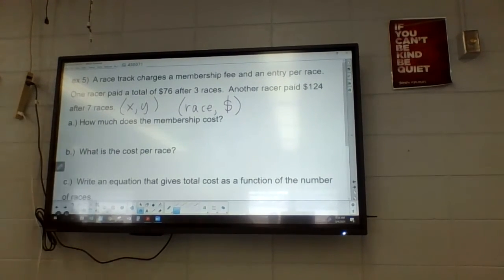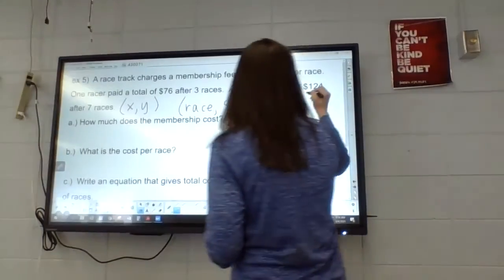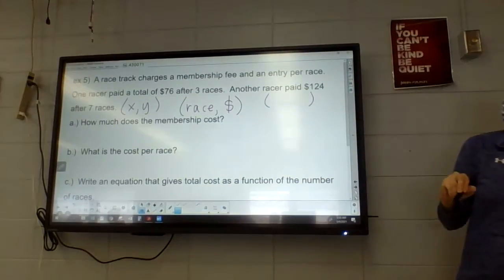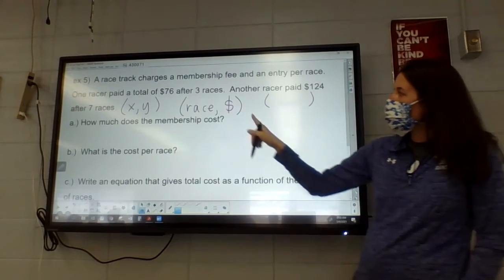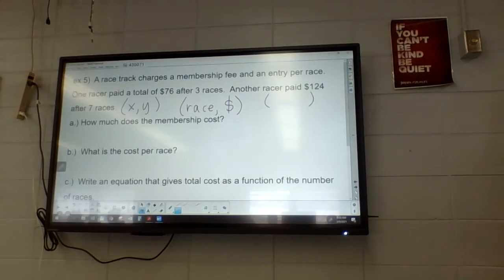So we're going to write these as coordinate points. Is that a sneeze? Bless you. I think. All right, so what's our first coordinate point?